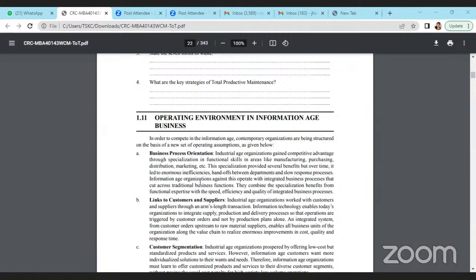And it should be like this: specialization should be provided for several benefits, but over time it leads to enormous inefficiencies. If you are specialized in only one thing or in several specializations, what happens? You will be a jack of all but master of none. It means you have the knowledge of everything, but you are not specialized in one thing. Then there will be enormous inefficiencies, handoffs between departments, and slower response processes. So this may take place.